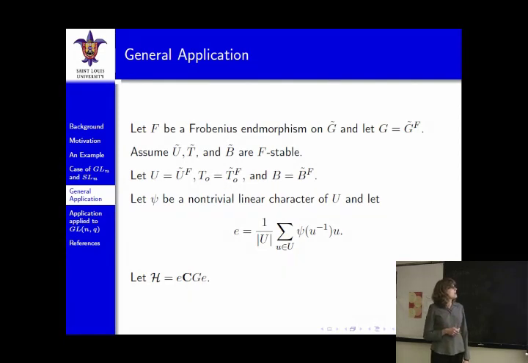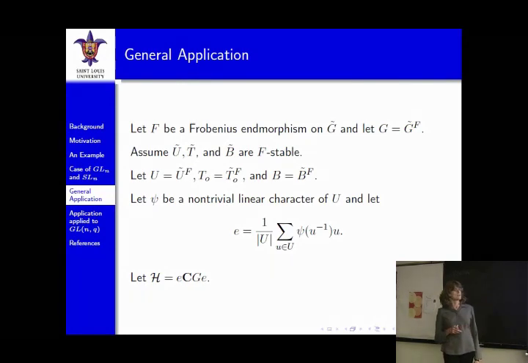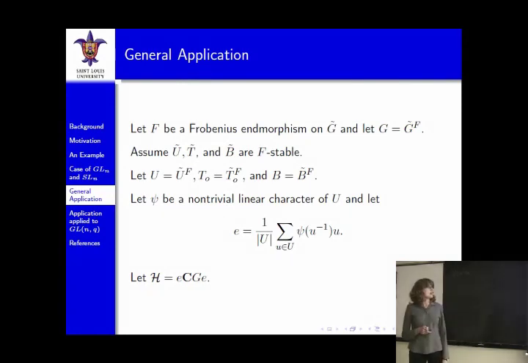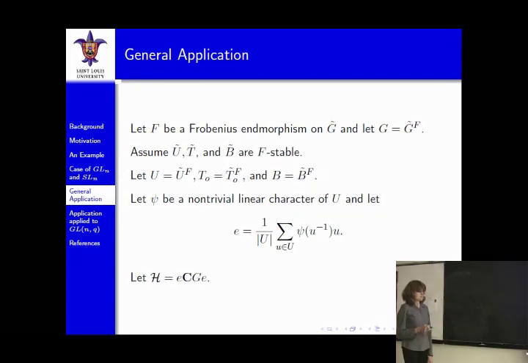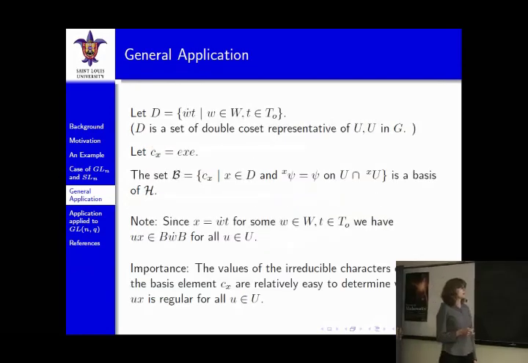Is T sub 0 the same thing as T? Yes, I missed the 0 there. There should be a number. All right, let psi be a non-trivial linear character of U, and let E be this, because this is not important. And I'm going to construct this algebra. This is a bold-faced C, complex numbers. H is called the Hecke algebra corresponding to the Gelfand-Graev character.